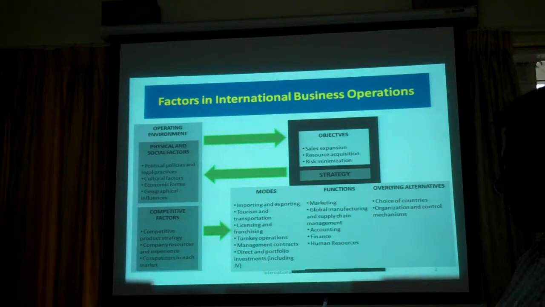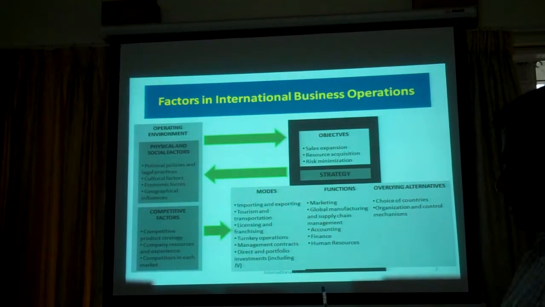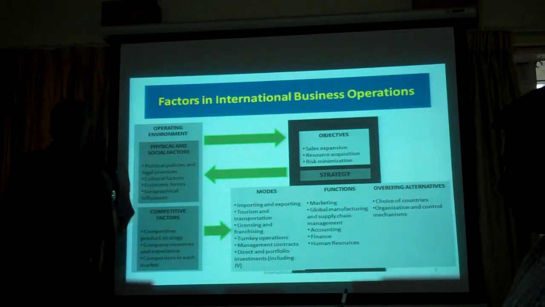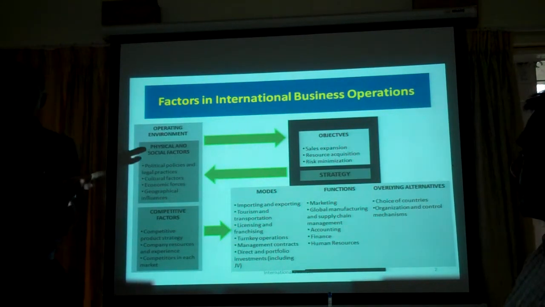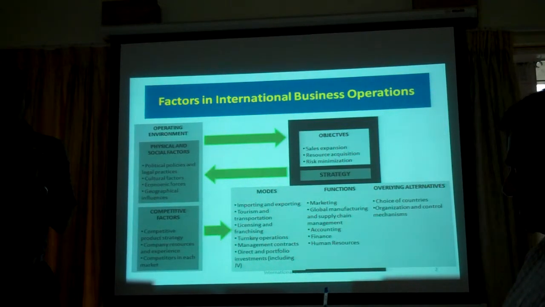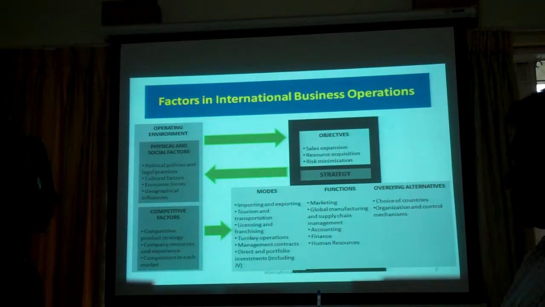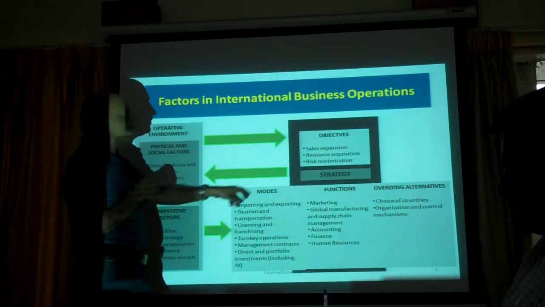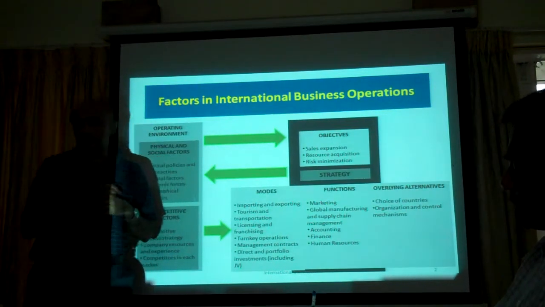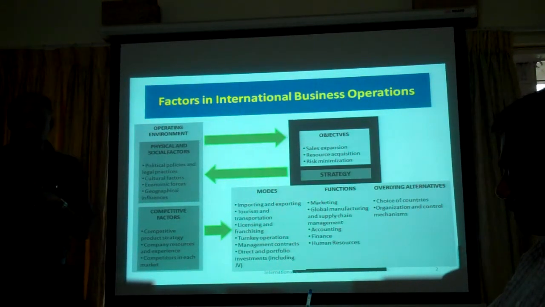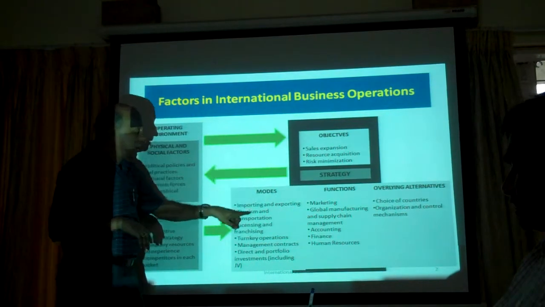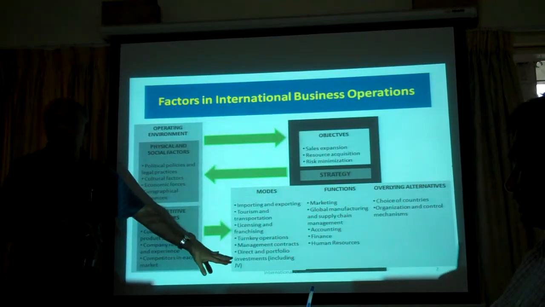Conditions meaning importing and exporting is one way of becoming international. You don't have to become international by actually setting up an office in another country, right? You just want an export market. Because what are we trying to do? We are trying to expand sales, resource acquisition or risk minimization. You can achieve all these three by using any of these modes.